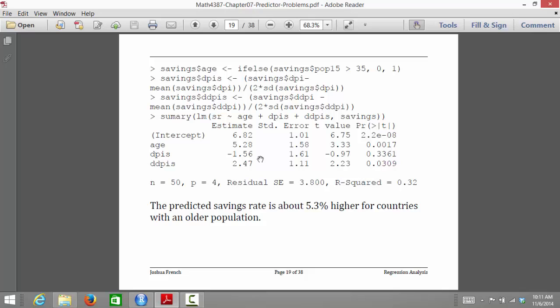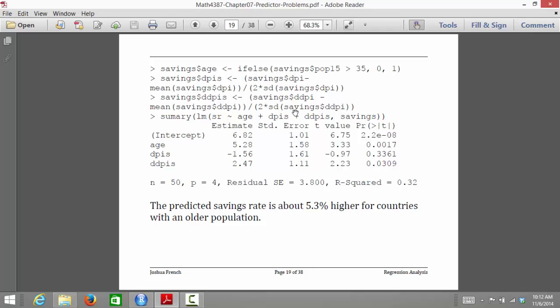So here's an example where I scale some of the variables in my savings model. I create my age predictor here, which has to do with whether the population is young, in which case the value is 1, or old, in which case the value is 0. That's all based on whether the percentage of the population that is 15 years or younger is more than 35%. Then I scale the DPI variable by subtracting the mean and dividing by 2 standard deviations, and do the same thing for the DDPI variable. Fitting this new model with age, DPIS and DDPIS, the 2 scaled predictors, I get a new model.